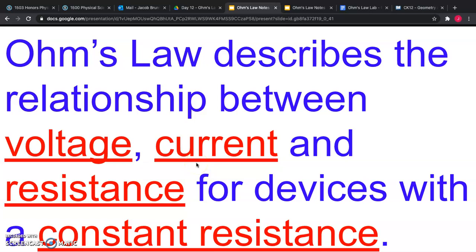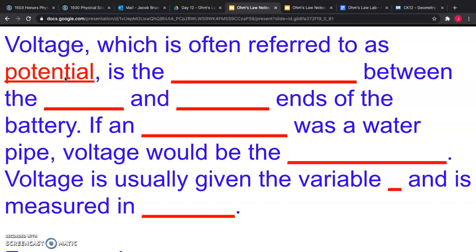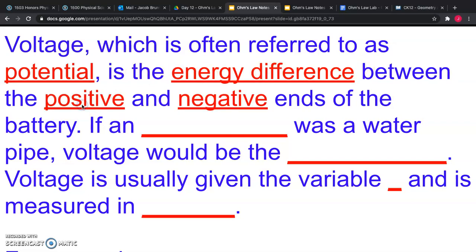So let's just quickly review what those mean. Voltage, which is often referred to as potential. That's actually the correct term for voltage, potential. In most physics textbooks, you'll see it referred to as potential. So voltage or potential is the energy difference between the positive and negative ends of the battery.